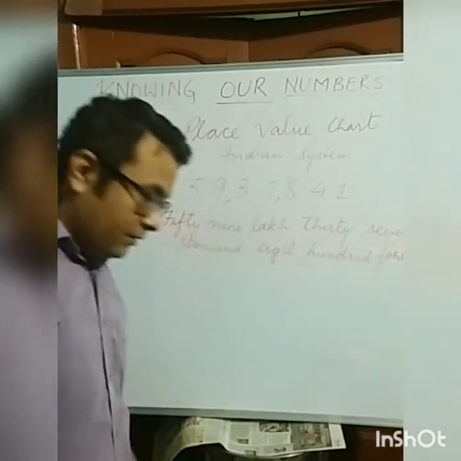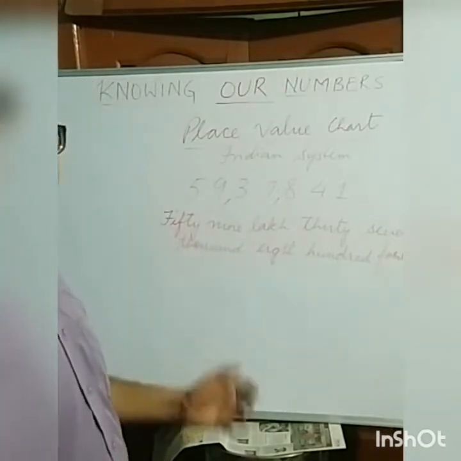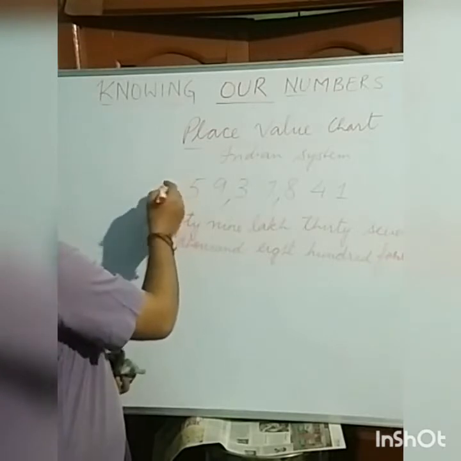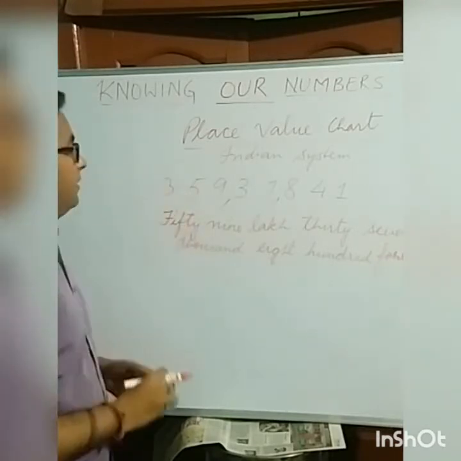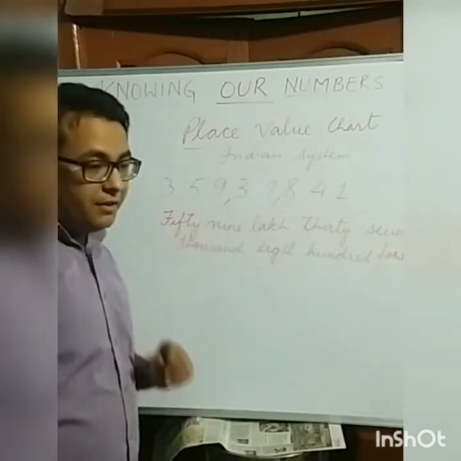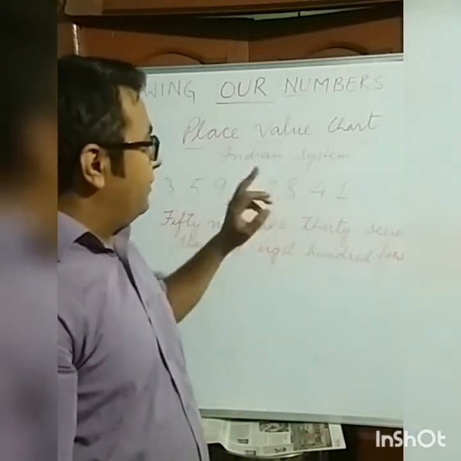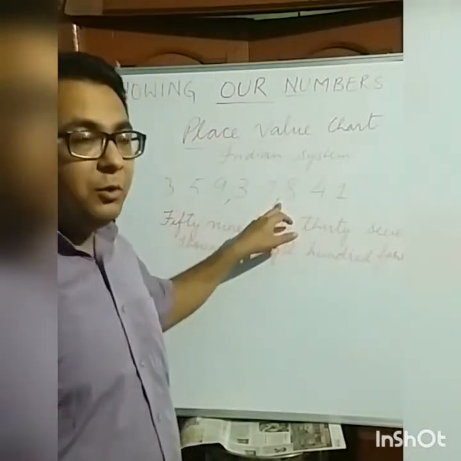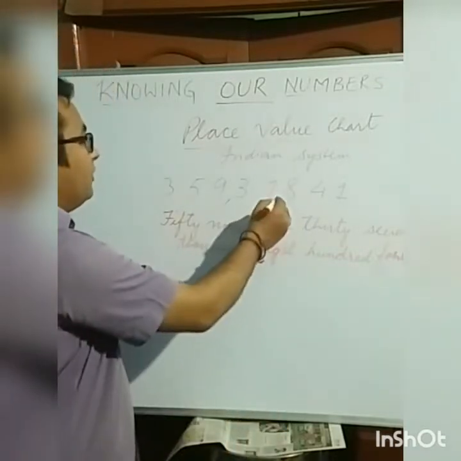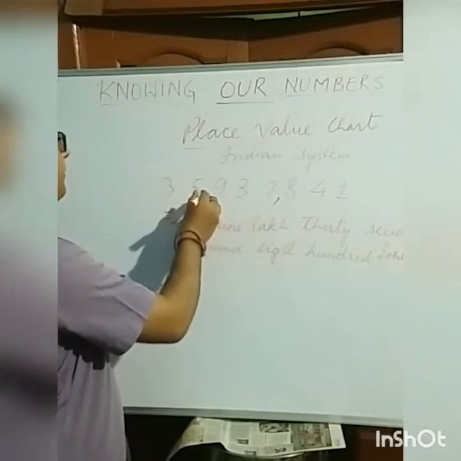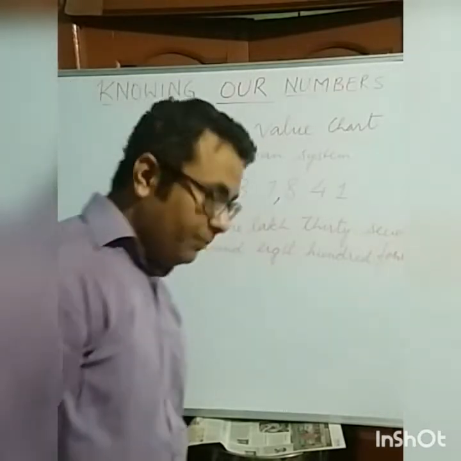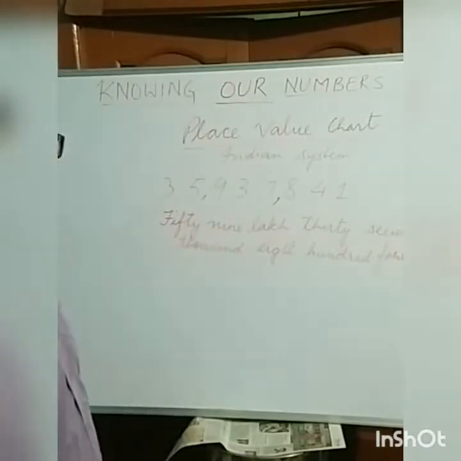Now let us write the number name of a given number in the international system. Suppose I have the number in the international system. First we put the commas after every 3 digits. So the first comma will come here, then the next comma will come here, and so on. Now we will see the number name of this number.